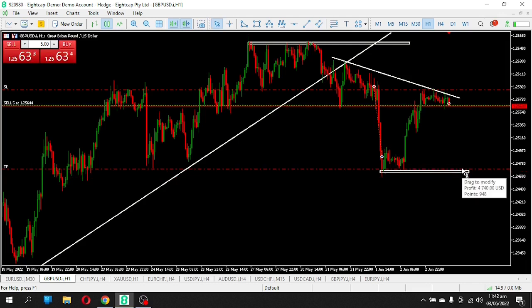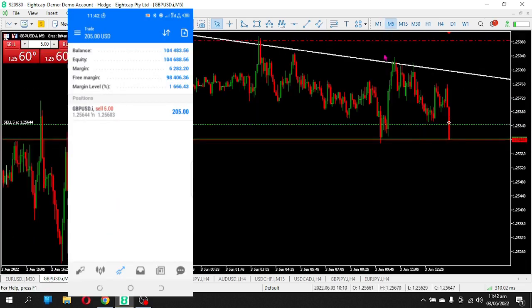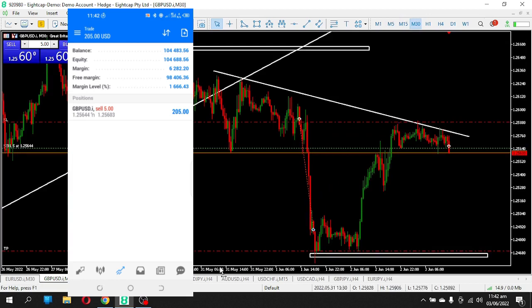My take profit is $4,740, and we will lose $1,200 if our stop loss should get hit. I see price dropping, so we're in profits of plus $205.